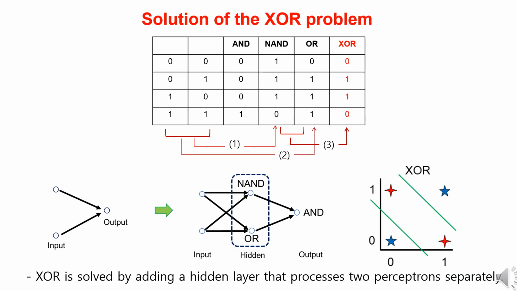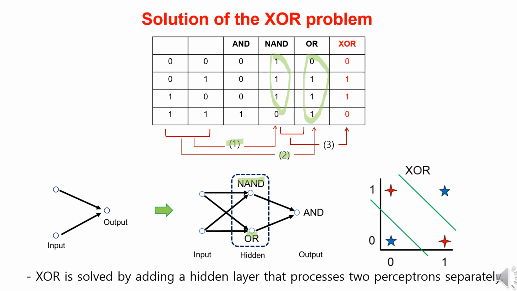Here's how the XOR problem can be resolved. In the first step, we perform NAND and OR operations on the input values. The NAND operation outputs 0 only when both inputs are 1 and outputs 1 otherwise. The OR operation outputs 1 if at least one of the inputs is 1 and outputs 0 only when both inputs are 0.